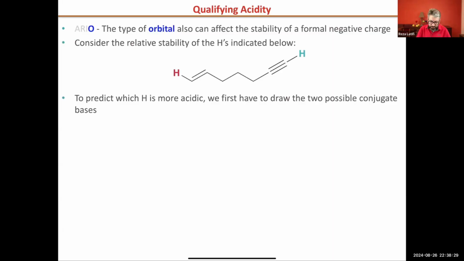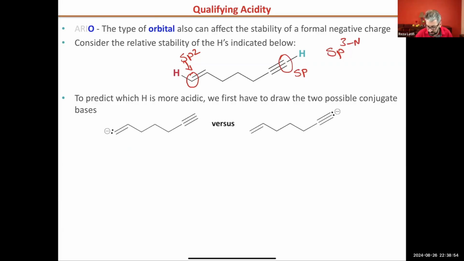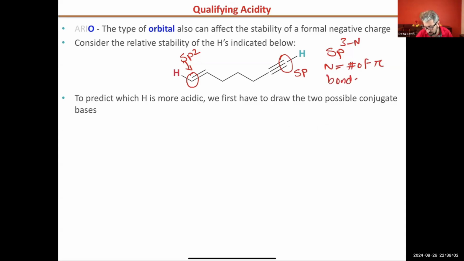Now I have 2 carbons, one carbon that has Sp2 hybridization, and a second carbon that has Sp1 hybridization. For a carbon with an octet, if you want to figure out the hybridization and there is no positive or negative charge on it, you can use this formula: Sp3 minus N, and what's the N? N is the number of pi bonds. So Sp3 minus how many pi bonds do I have? I have 2 of them, so it will be equal to Sp. In this case, the number of pi bonds is equal to 1, so it will be Sp3 minus 1, which is Sp2.